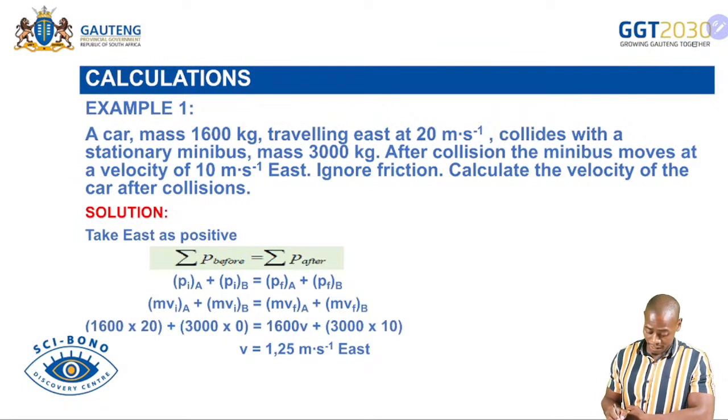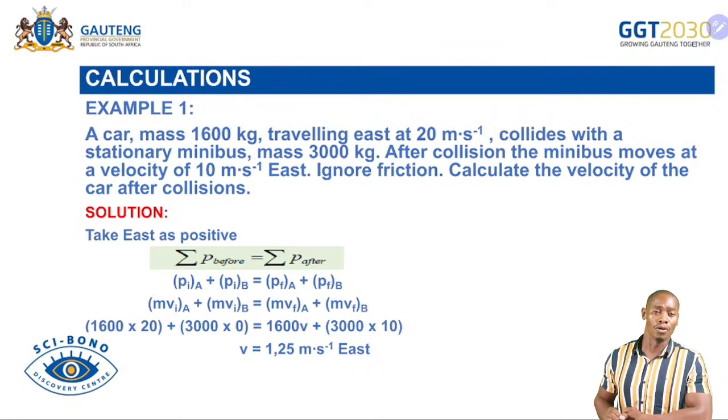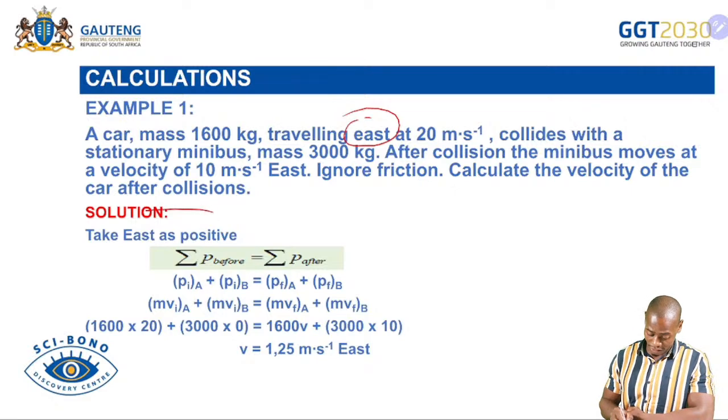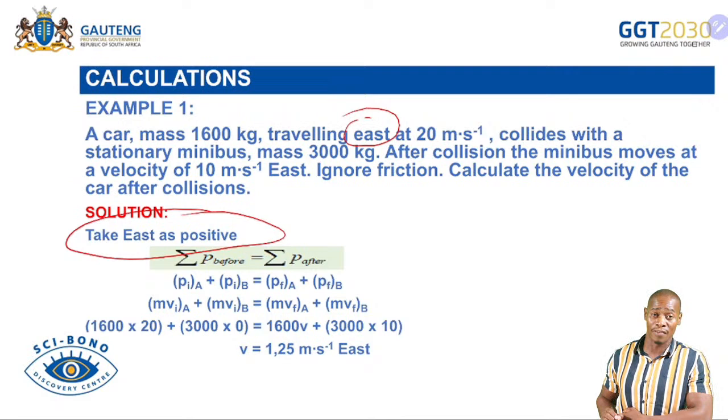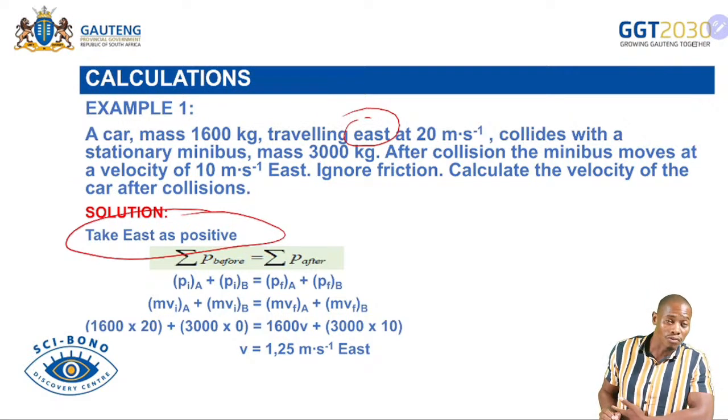So first, you need to choose the direction. The initial direction that I see here is east, so I'm taking east as positive. So it's very, very important. Remember here, learners, we are dealing with vectors. So it's very, very important to choose direction. Because if you don't choose direction, yes, you can write the correct equations, but your calculations will be incorrect.